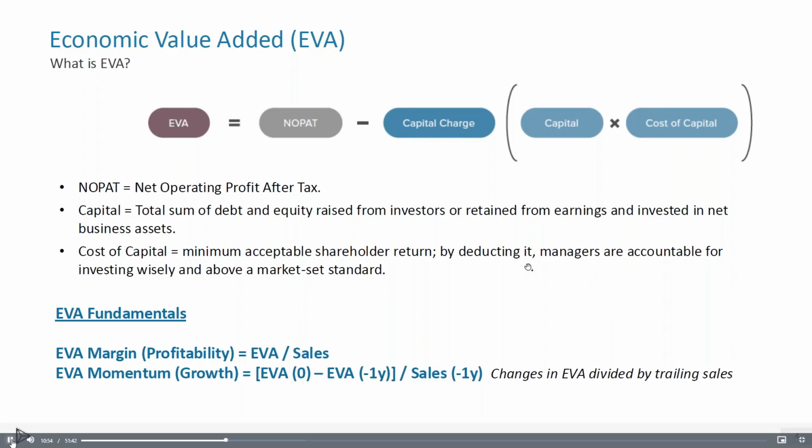The capital portion is the total sum of debt and equity in the business. And then the cost of capital, we calculate the cost of equity using a capital asset pricing model, and we calculate the cost of debt by modeling bond yields. You'll see also that we have two calculations for EVA fundamentals. We're going to come on to that in the next couple of slides. But just to show that EVA margin, that's our profitability indicator, that's EVA divided by sales, and then EVA momentum, that's our growth indicator, and that's the change in EVA divided by sales. Okay, next slide, please.